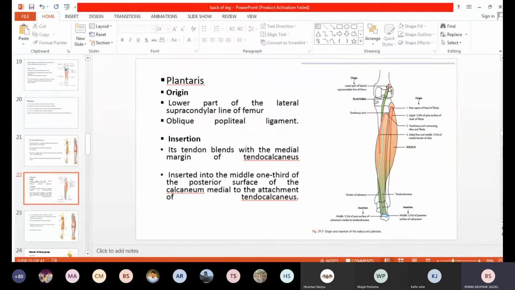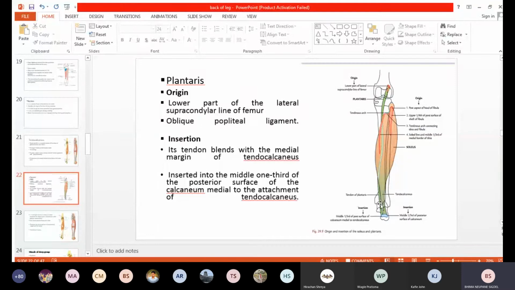So originated from the, here you can see this is the lateral supracondyle line of the femur along with the popliteal ligament which is present on the ligament of the knee joint. Okay, so two origin, that is the lower part of the lateral supracondyle line of the femur and the oblique popliteal ligament. So now you can see it is going down a long tendon passing right in between the soleus and the gastrocnemius and attaching on the calcaneus, on the medial side of the Achilles tendon.